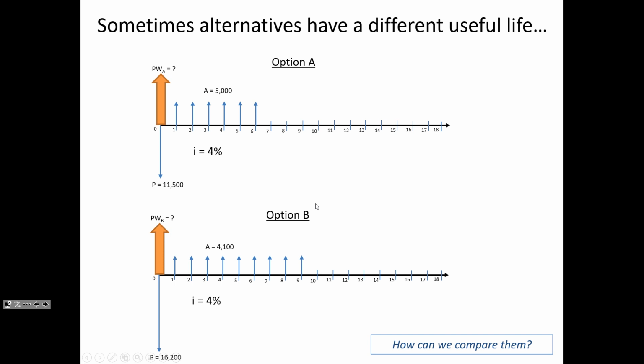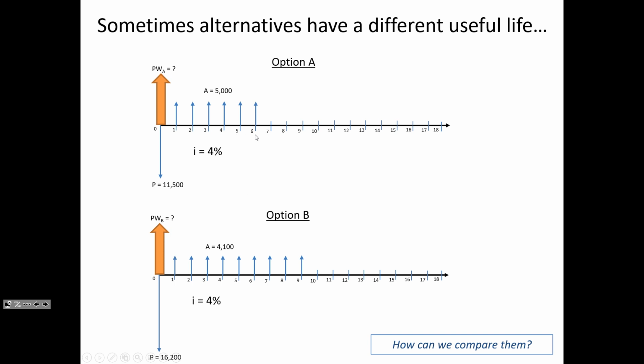All right. Now, the challenge with present worth analysis is that sometimes options have a different useful life. So here are 2 different cash flow diagrams illustrating the central conflict. If you have 2 options that last a different duration, then you have to make some adjustment to be able to understand which one's truly the most valuable. So you can't compare them directly if they have a different useful life.